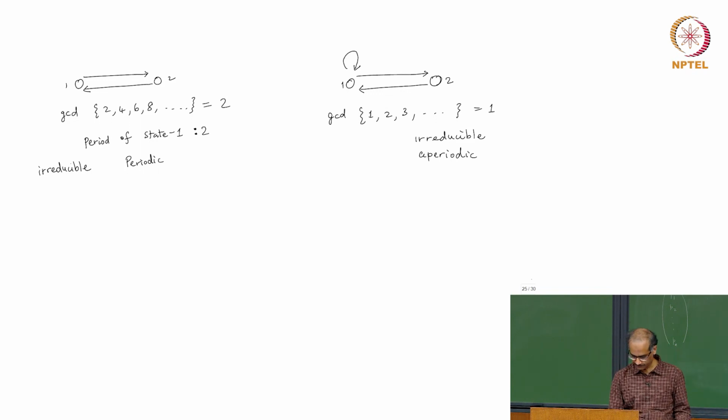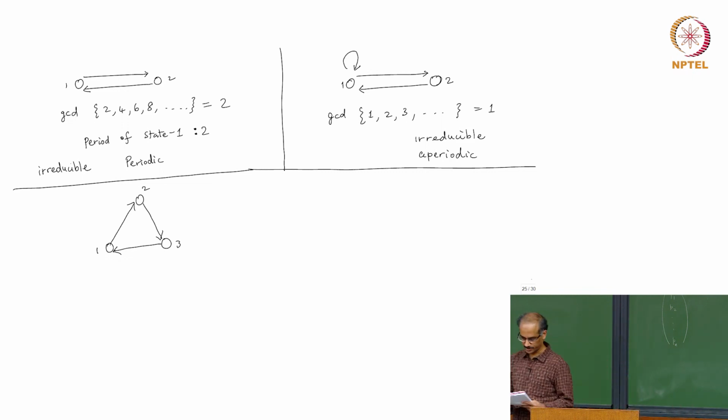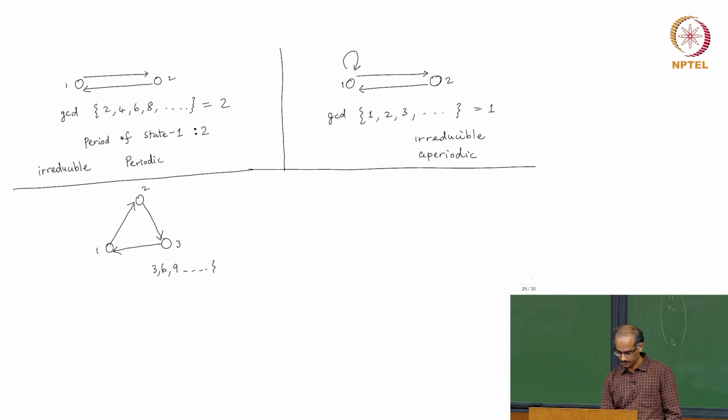Maybe let me give another one with 3 states. I'll just look at the period of state 1 here. What are the ways in which you can come back to 1? You can come back to 1 in 3 steps starting from 1, but you can come back in 6 steps, you can come back in 9 steps, and so on. So again, taking the GCD of this, it's simply 3. So that's the period there.